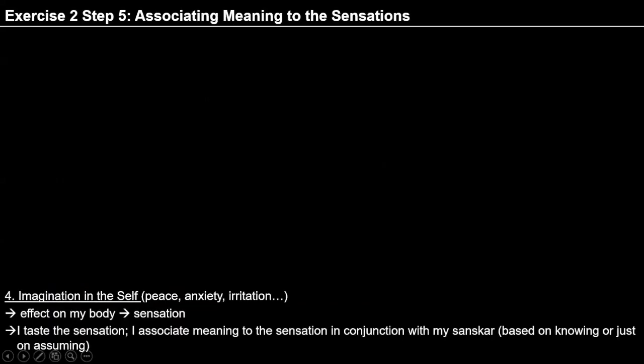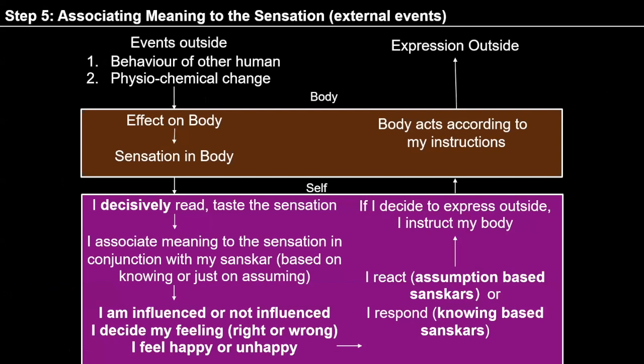With these sources, we have gone through 9 sub steps, when I interact with the outside environment or when I read sensations. In step 5, we are also trying to see when I take the decision to read a sensation, how I associate meaning to the sensation in conjunction with my sanskar. I am trying to observe how I get influenced by my sanskar, and I feel happy or unhappy based on the feeling. Then, based on that feeling, I decide to react or respond.